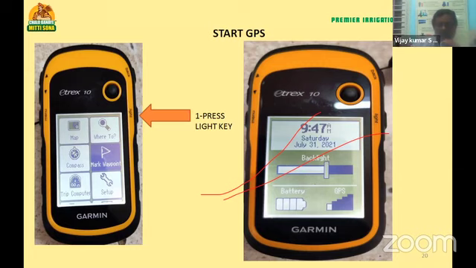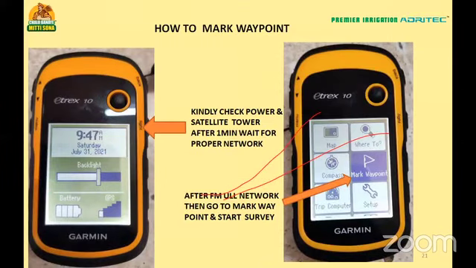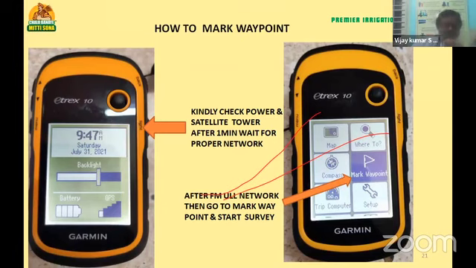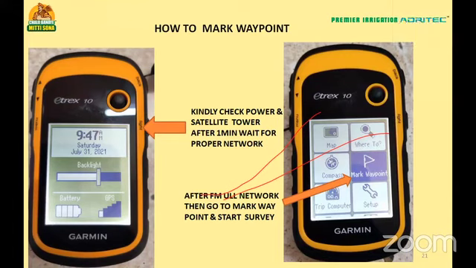Then after that, please look at your screen. See, the battery is full and the GPS signal is there. So that means you can start your survey now. After that, kindly check the satellite signals. That is very important. After 1 minute, wait for a proper network. So make sure that the marking of the waypoints is done correctly, then you go and start the survey over there. So this is how very easy.